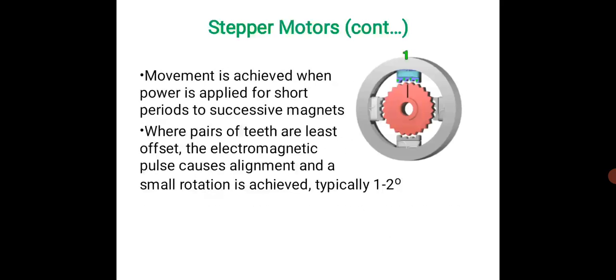So movement is achieved when the power is applied for short periods to successive magnets. So first magnet, second, third, fourth, like that. Where pairs of teeth are least offset, the electromagnetic pulse causes alignment and a small rotation is achieved. So you can typically achieve 1 to 2 degrees.